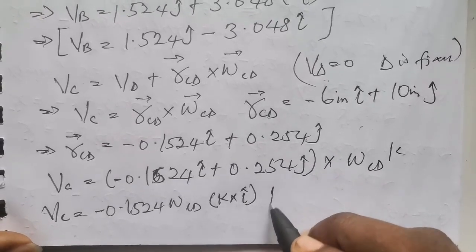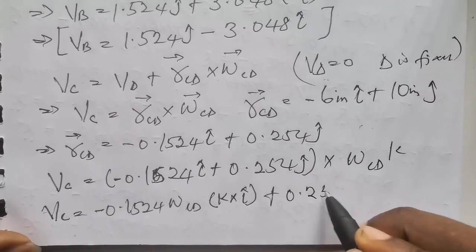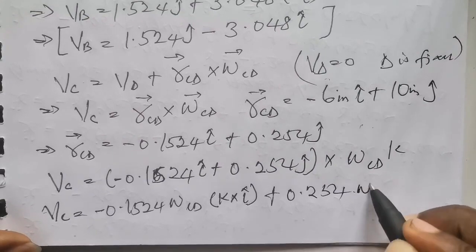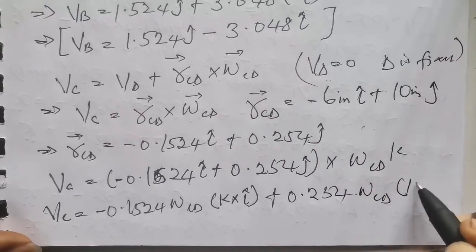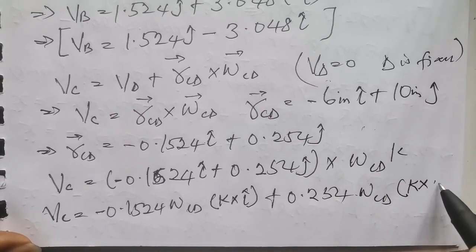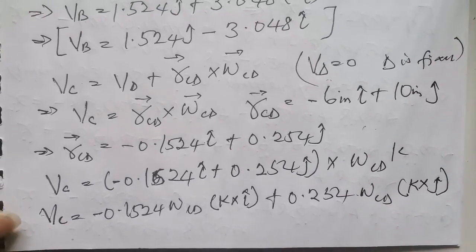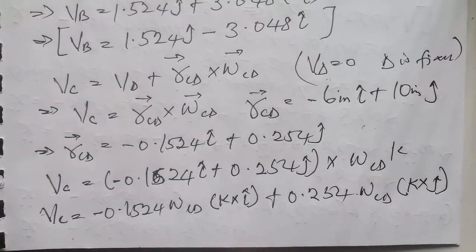Now this is plus 0.254 multiplying omega CD. So we'll have omega CD. Then we'll have K cross J. Okay, so we have K cross J. Now let's evaluate everything and see.